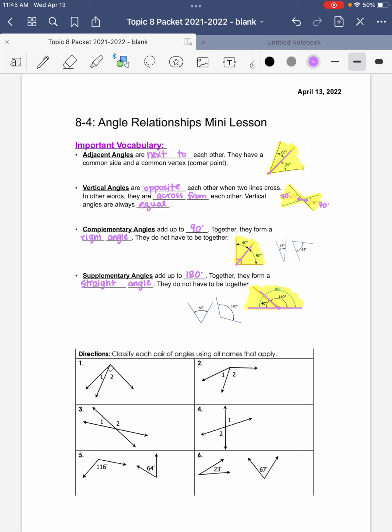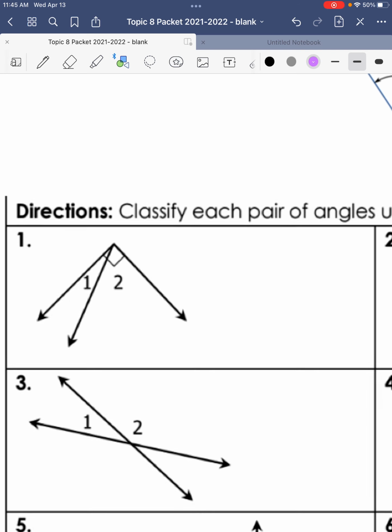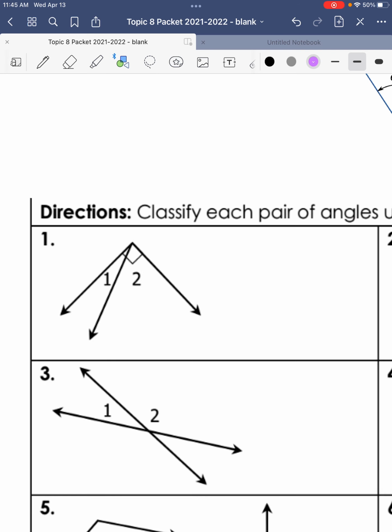Okay, now that we've gone over that vocab, let's practice using that vocab by classifying each pair of angles using all names that apply. So in number one, angle 1 and angle 2, they're adjacent. I know that because they share a common vertex or corner point right there and a common side right there. So adjacent is the first way I'm going to describe these.